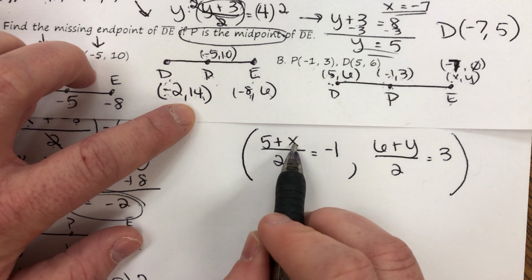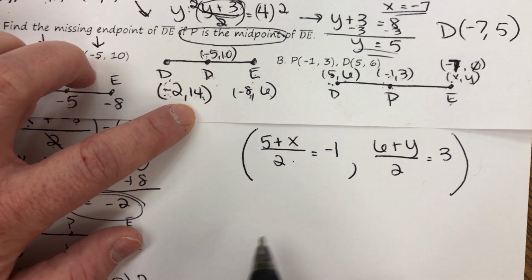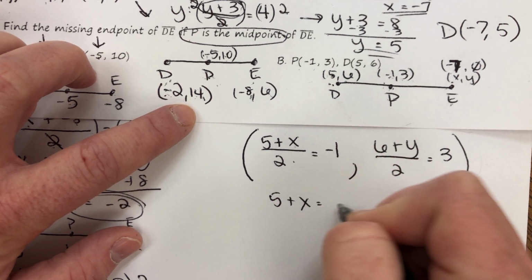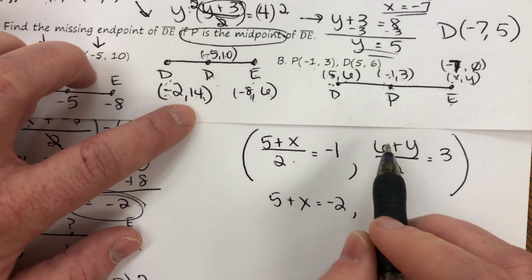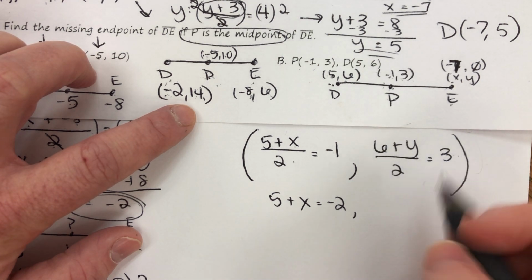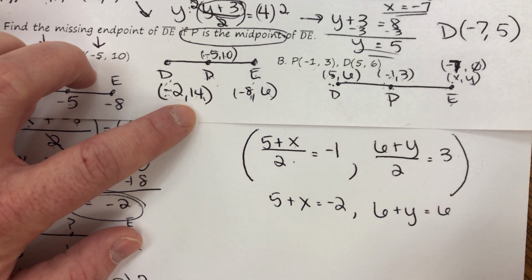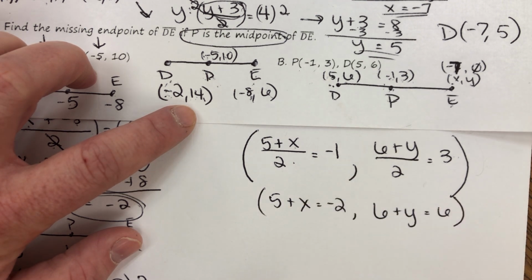So here, when I'm solving for x, I have to multiply both sides of my equal sign by 2. So I'm going to end up with 5 plus x equals negative 2. Here for the y, same thing. I'm going to multiply both sides by 2. So I'll get 6 plus y equals 6. Okay, over here, so I'm just simplifying my coordinate pair.